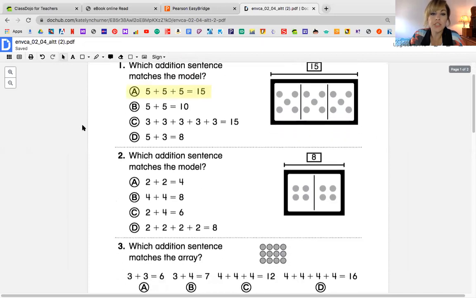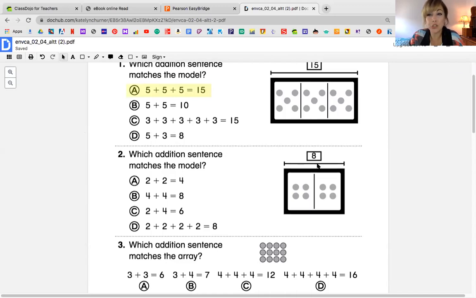Number 2 says, which addition sentence matches this model? So this array is 4 plus 4 is 8. So it's like saying 2 rows of 4. So it should be, whoopsies, your answer should be A, 2 plus 2 equals 4.